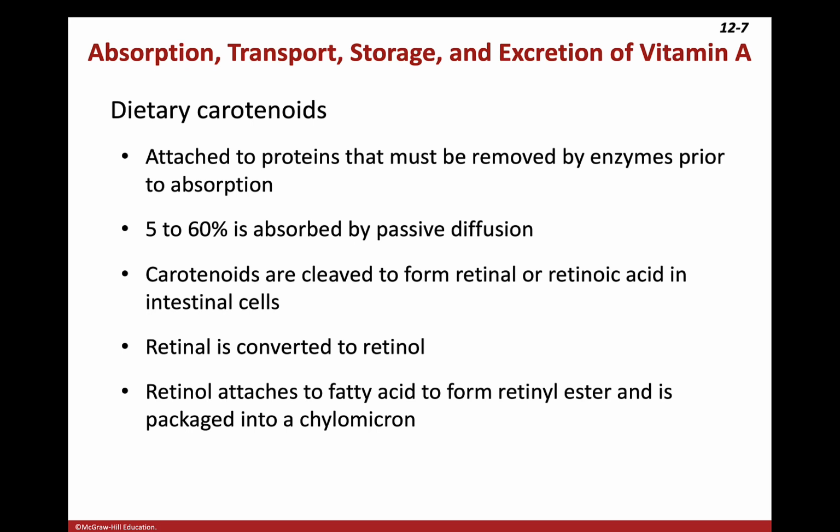Now, when we look at absorption, transport, storage, and excretion of vitamin A, when we talk about our dietary carotenoids, remember they are attached to proteins that must be removed by enzymes before they can be absorbed. 5 to 60% is absorbed by passive diffusion. Carotenoids are cleaved to form retinal or retinoic acid in the cells of our intestine. Retinal is converted into retinol, attaches to a fatty acid to form retinol esters, and that will be packaged into a chylomicron.